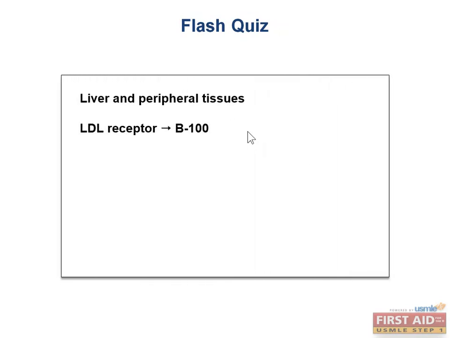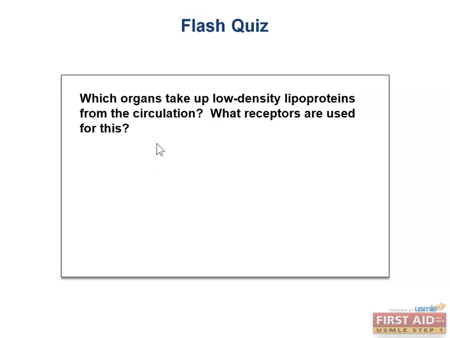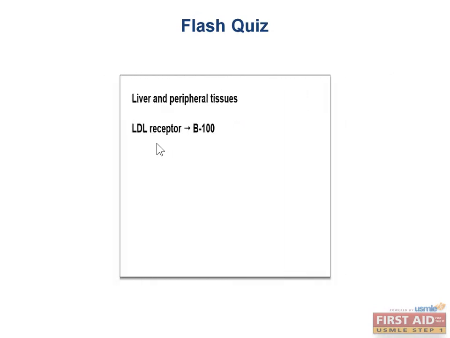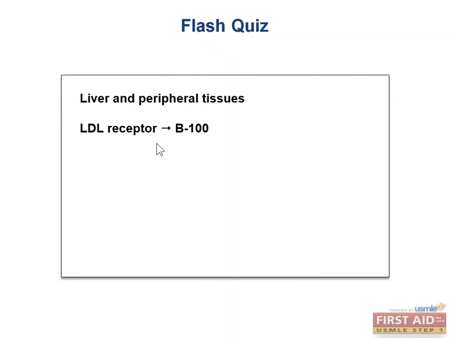The liver and peripheral tissues both have receptors to uptake LDL from the circulation. So the liver can uptake LDL, but also peripheral tissues can uptake LDL. This receptor is specifically the LDL receptor, which recognizes B100 apolipoprotein on that LDL molecule. So, with regards to the question, which organs take up low-density lipoproteins from the circulation, that's going to be our liver and peripheral tissues.